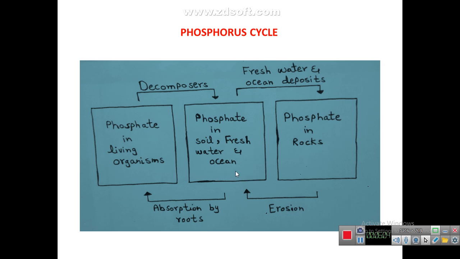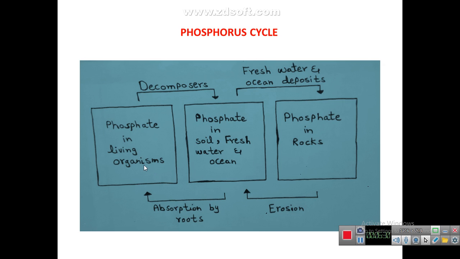Use of phosphate by the autotrophs. The phosphate that is present in the soil or the water bodies is absorbed by the roots of the plants. So phosphate moves to the body of plants or producers. When the plants are eaten by animals, herbivores or in turn carnivores, the phosphate is transferred to their body.